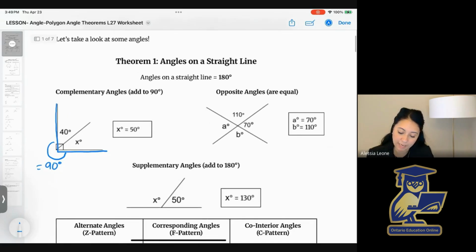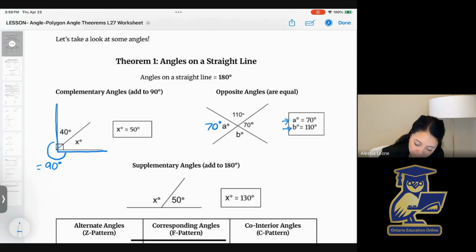So opposite angles are equal. A over here is 70 because the opposite angle is 70. And B is 110 because the opposite angle is 110. So if ever you see any angle situation that looks like this, set up in this manner, you know you can use that theorem. You know that the opposite angles will be equal.